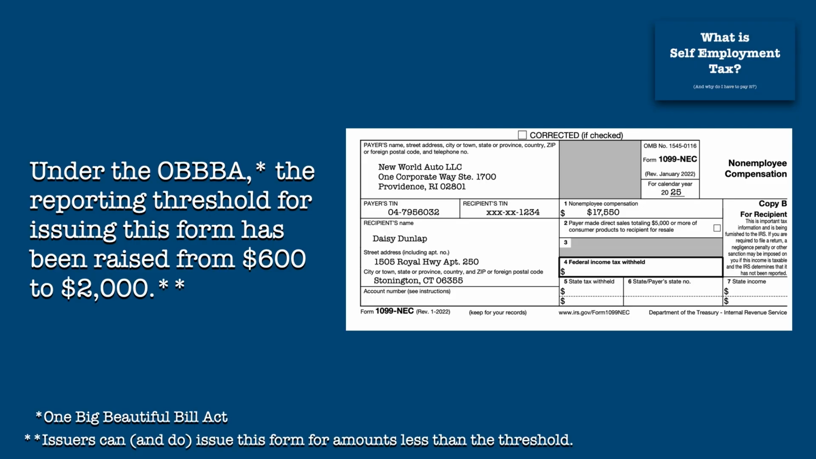Under the OBBBA, the reporting threshold for issuing this form has been raised from $600 to $2,000 starting in 2025, but payers always have the option to report lower amounts.